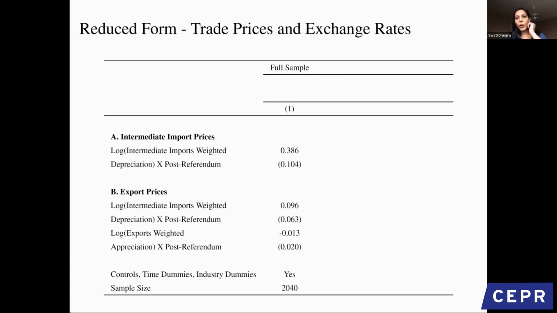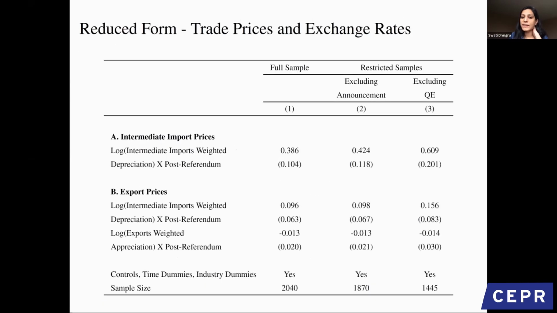So let me then go on to showing you the main estimates. As trade people, we're probably more comfortable looking at the estimates rather than always the pictures. And here's what this is telling you, that a 1% higher intermediate import depreciation would have increased the intermediate import prices for the industry by about 0.38%. And we can do the same thing for export prices, not much action happening there. And what I'm going to show you next is basically to say there are some pre-trends in this data, so you have to be a bit careful.